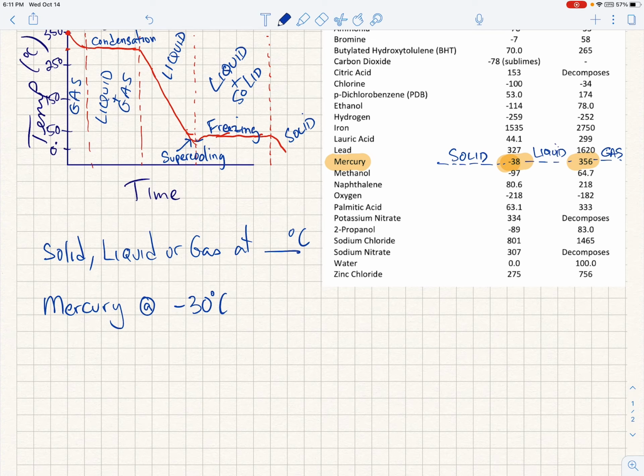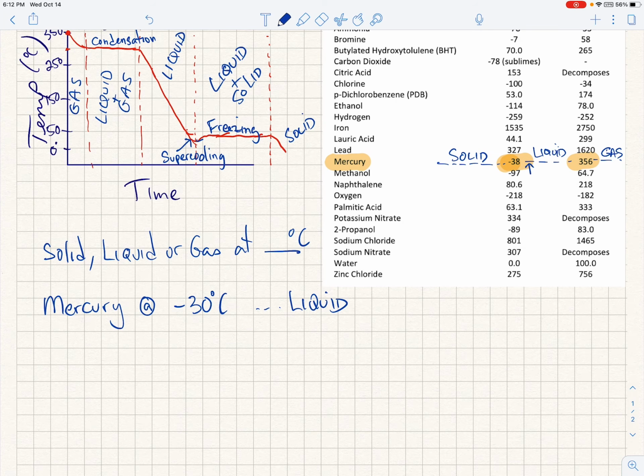So for mercury, when would it be a liquid? It would be a liquid at any temperature between -38 and 356. When would it be a solid? At any temperature below -38. And when would it be a gas? At any temperature above 356. So we're asking what phase would it be at -30? Well, on our number line, -30 would be somewhere in here between -38 and 356. So mercury would be a liquid at that temperature. So the answer here is liquid.